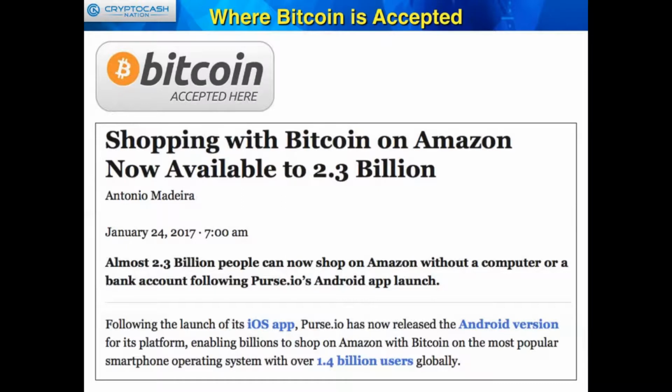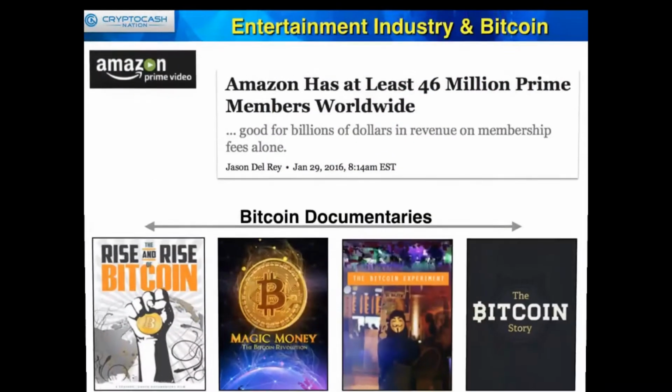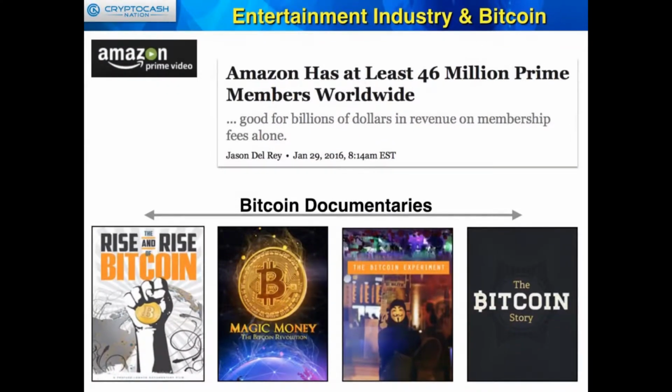Well, if you're shopping at Amazon, you can download an application and start using Bitcoin at Amazon. Well, that's 2.3 billion people on the planet who can use Bitcoin there. Now, what's the entertainment industry saying about Bitcoin? Okay, well, there's Amazon Prime. There's 46 million customers with Amazon Prime, and you just type in Bitcoin and documentaries pop up left, right, and center. Watch these things. They're really, really good.